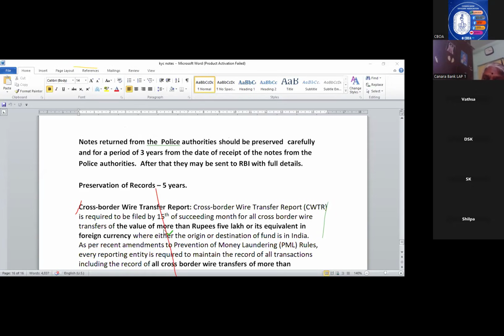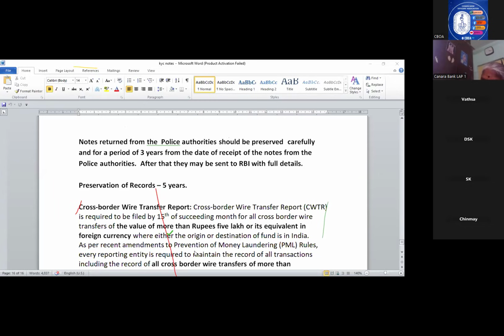Cross-border wire transfer report. That is transactions happening beyond our country. Cross-border wire transfer means any wire transfer which is happening to abroad. The cross-border wire transfer report is required to be filed by the 15th of the succeeding month for all cross-border wire transfers of value more than 5 lakhs. Up to 5 lakhs, it is not required. When it goes beyond 5 lakhs, it should be reported to RBI.